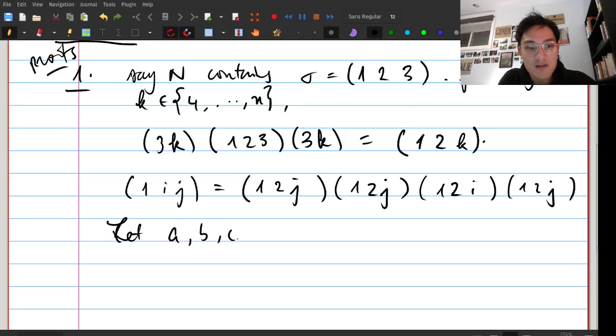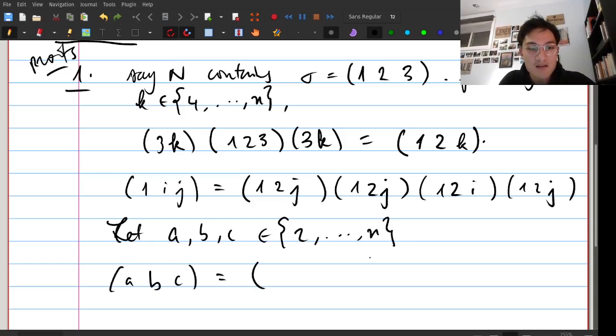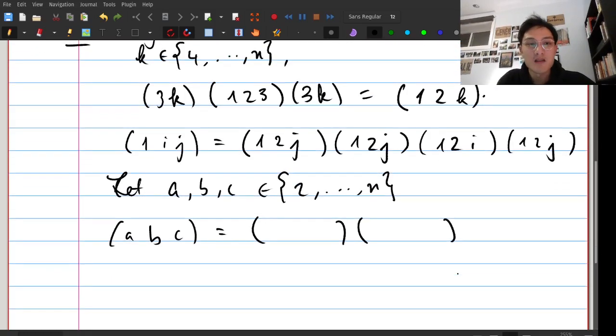So let a, b, and c be all numbers from 2 up to n. And we want to write (a b c). And I think this one's pretty easy. You can write it as 2 3 cycles that have 1 in them. I think it's (1 a b) and then (1 b c). That should be it, right?